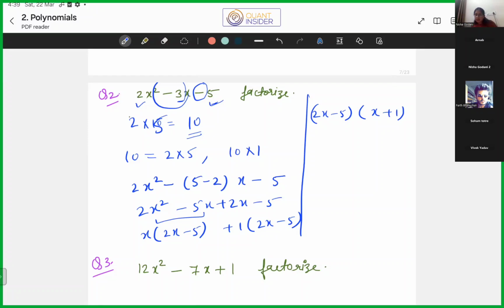Mohit, you have written x minus 1, 2x minus 5. Please check this. And what is the way to check whether our factors are correct or not? Can anyone tell me? How will we check whether the factors are correct or not? Is there any method to check?